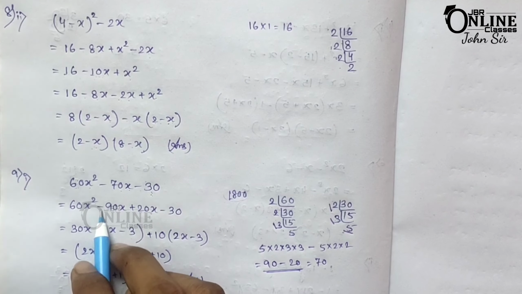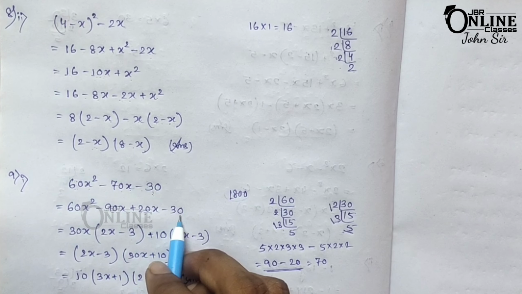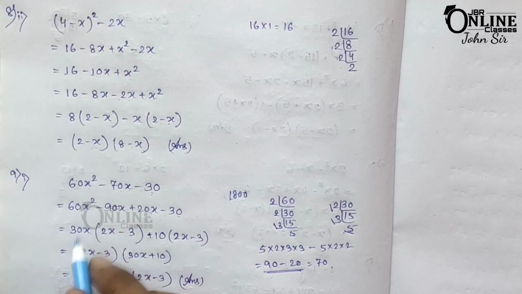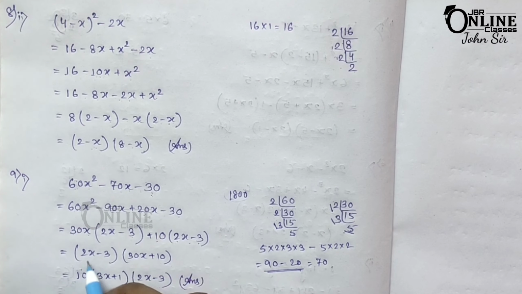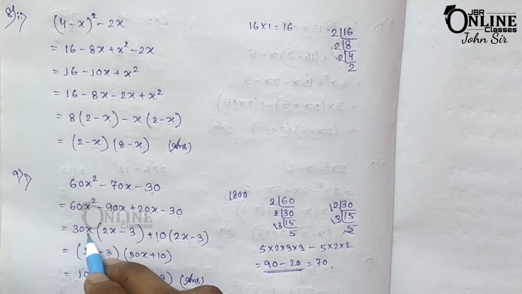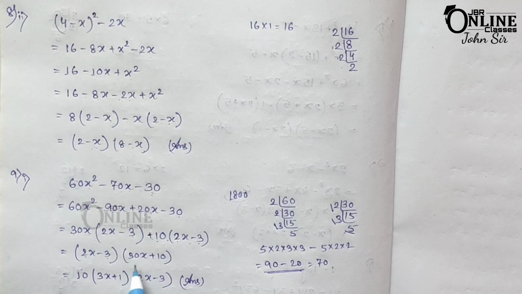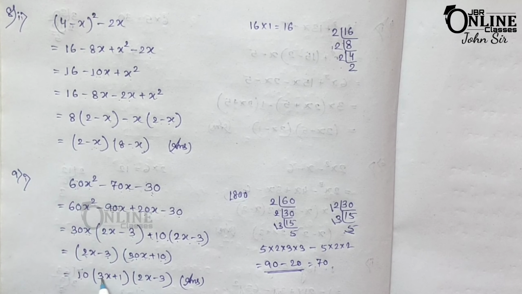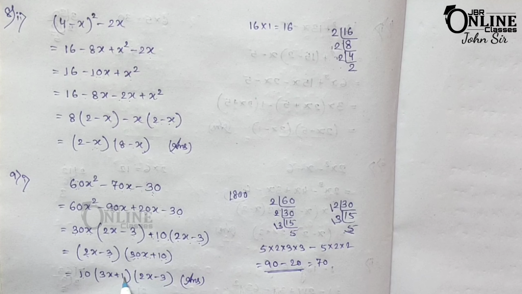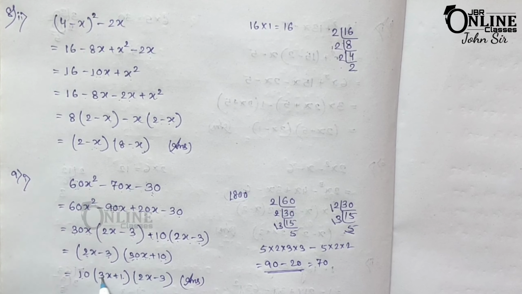So here you can write minus 90x plus 20x minus 30. Now from the first two portions 30x will be common, so it becomes 2x minus 3. From the next two portions 10 will be common, and it becomes 2x minus 3. So write down 2x minus 3 and then 30x plus 10. In 30x plus 10, the common term is 10, so taking 10 common leaves 3x plus 1 as the remaining part. So write 10 common from this portion, 3x plus 1, and then the term 2x minus 3. That is the final answer.